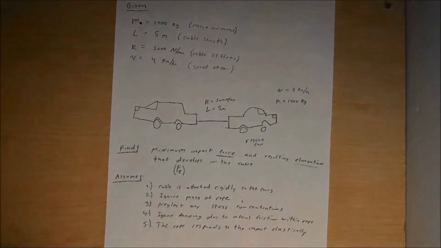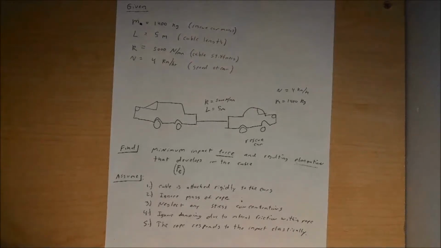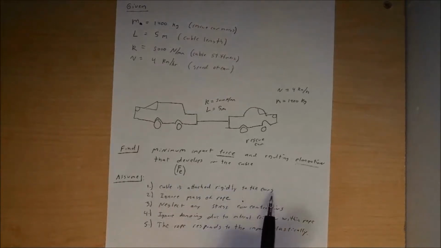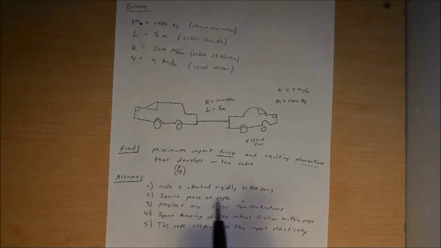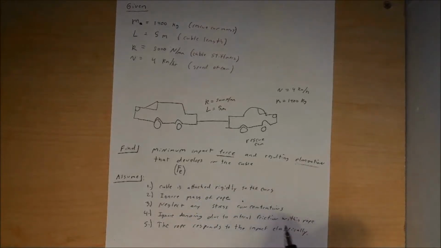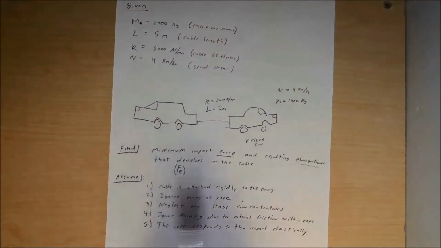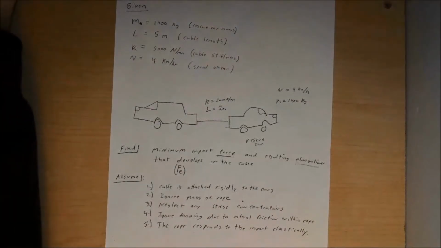Now, the next thing we want to do is figure out what the simplifications are, what assumptions we are going to make for this problem in order to make it a little bit easier for us to solve. The main assumptions, we have 5 of them here. The first assumption is that the cable is attached rigidly to both cars. 2, we want to ignore the mass of the cable. 3, we want to neglect any stress concentrations. 4, we're going to ignore damping due to internal friction within the cable. And lastly, the rope responds to the impact elastically. So these are the assumptions we're going to make, from our given information and our schematic. Now we're going to start our solution.